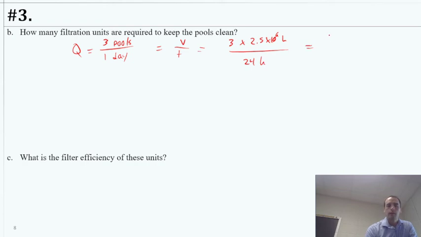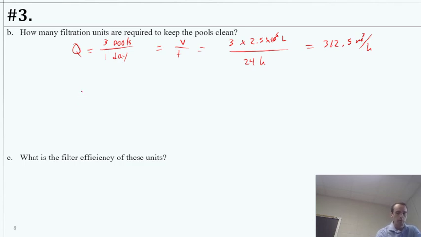So that's going to be 7.5 times 10 to the 6 liters divided by that 1 day. Once you solve that, it should come out to be 312.5 cubic meters, because we can convert from liters to cubic meters. So 312.5 cubic meters every hour. With that, then we can solve for the number of filters we need.